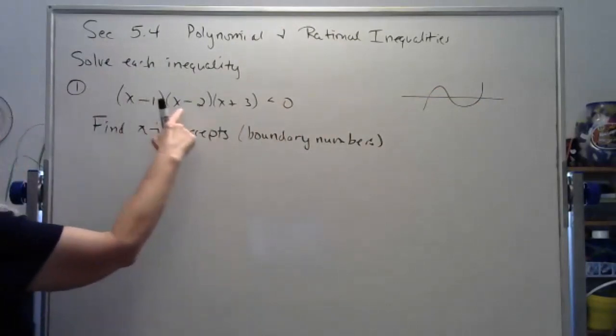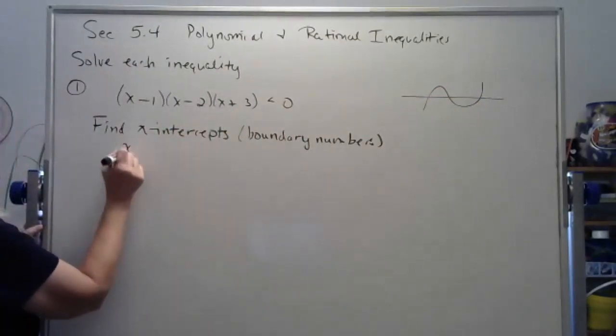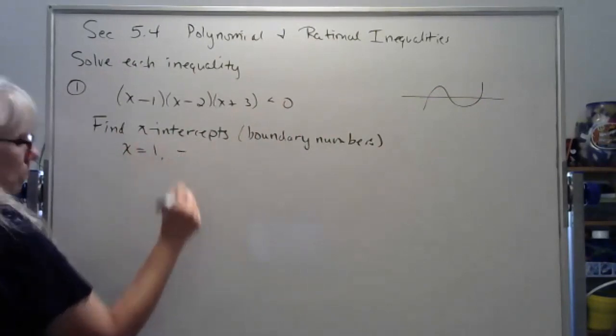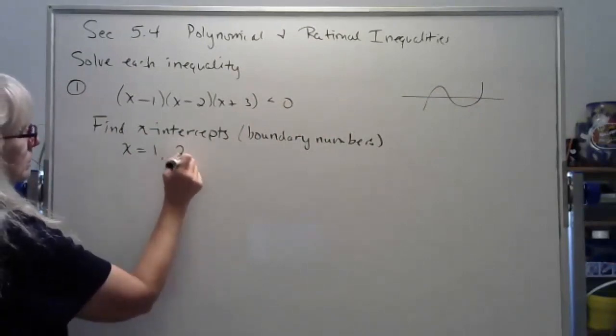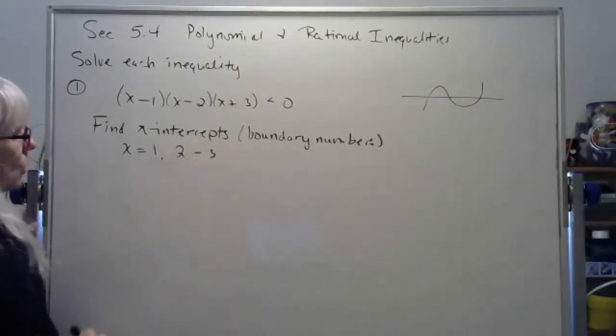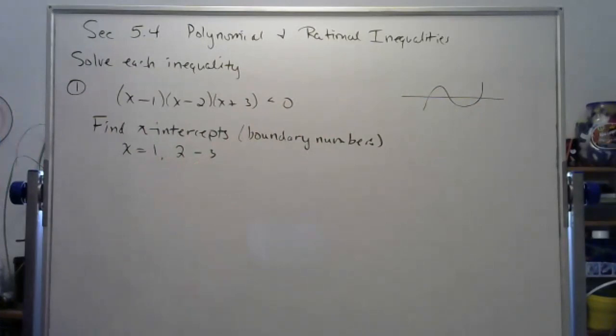Well, it's easy to do. You set each of the factors to 0. So we know that those boundary numbers are 1, +2, and -3. So 1, +2, and -3. Okay, now we're going to break off and do stuff that's different.